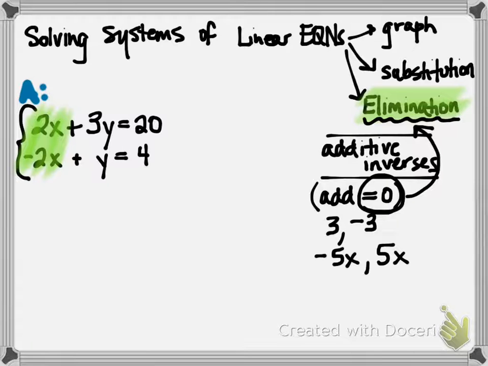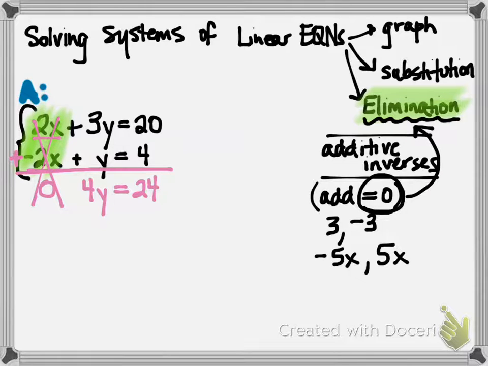So all we have to do then is just add straight down. That's exactly what we're going to do. We're going to add both equations. I'm going to put a plus sign over here. I'm literally going to add straight down the like terms. So -2x plus 2x adds to 0, aka that variable is now eliminated. And then 3y plus 1y is how many y's? That's right, it's 4 y's. And then 20 plus 4 is 24.